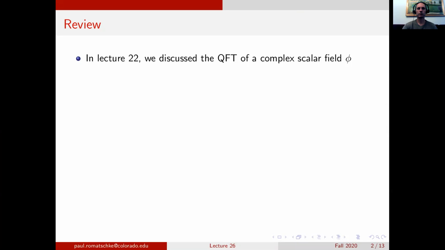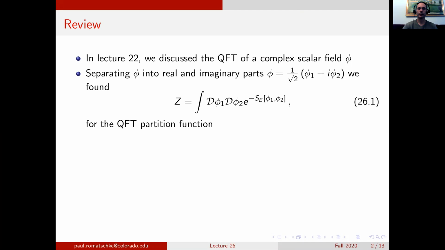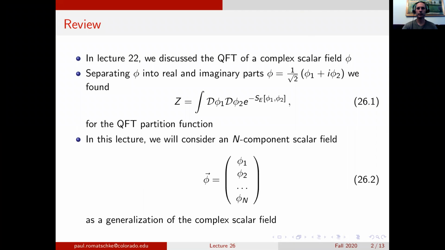Recall that in lecture 22, we discussed the quantum field theory of a complex scalar field phi. When we were separating phi into a real and an imaginary part, phi1 and phi2 respectively, we found that we could write the quantum field theory partition function in terms of the path integral that's listed in equation 26.1. In this lecture, what I wanted to do is to generalize a two-component scalar field to an n-component field that is denoted as a vector here, as a generalization of the complex scalar field results that we found in lecture 22.